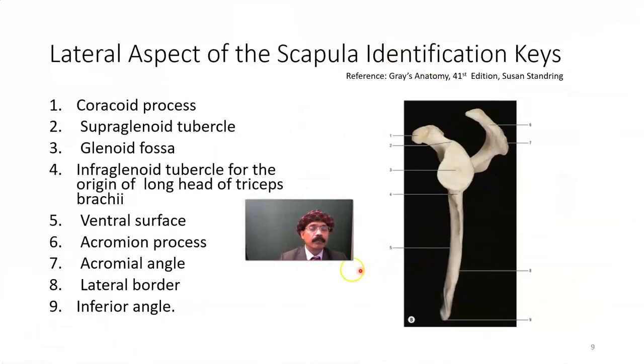Again, we have to identify this structure. Number 6, acromion process. Number 7, acromial angle is here. This is the glenoid cavity. Its margin will get the attachment of the capsular ligament and the glenoidal labrum.